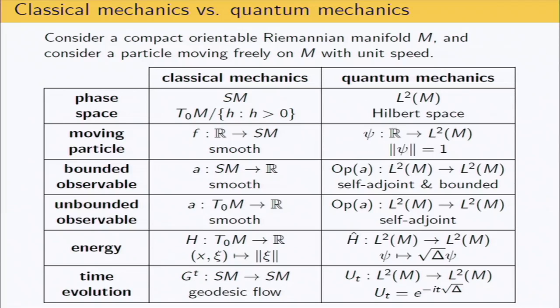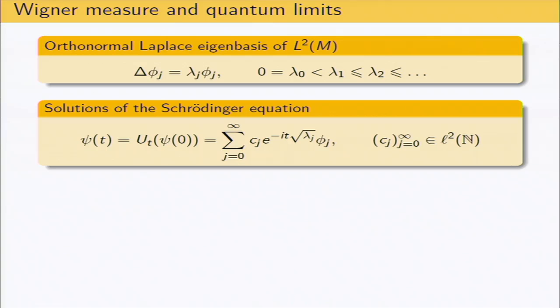And then if one looks at the Schrödinger equation, which we'll see on the next slide, just as in classical mechanics, the geodesic flow describes the time evolution of the system. In this case, there is a unitary flow, a flow of unitary operators, which is nothing but e to the minus it square root delta, which describes how a wave evolves in this quantum phase space. So at this point, it should be clear that eigenfunctions of the Laplace operator are very important to understand the quantum mechanical picture.